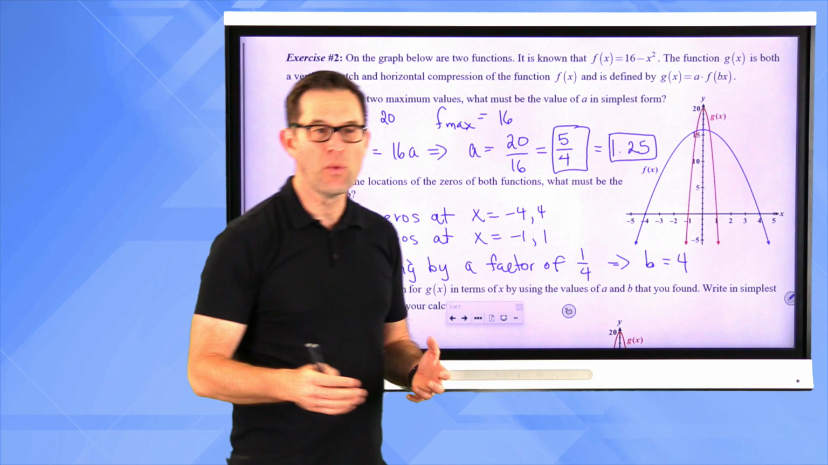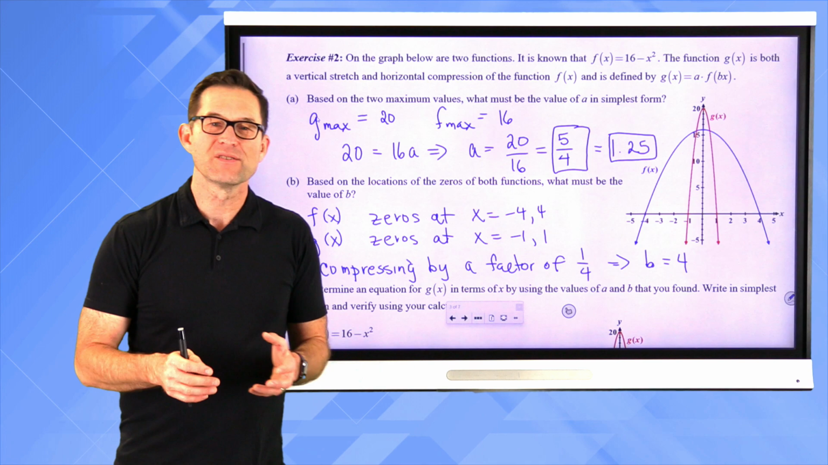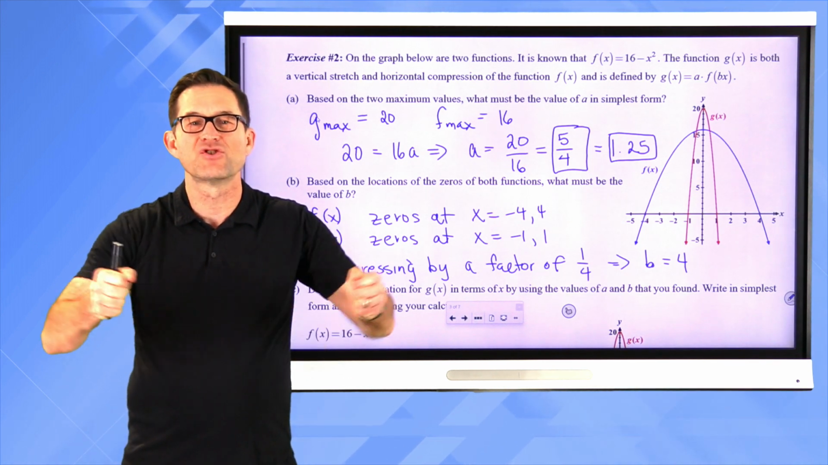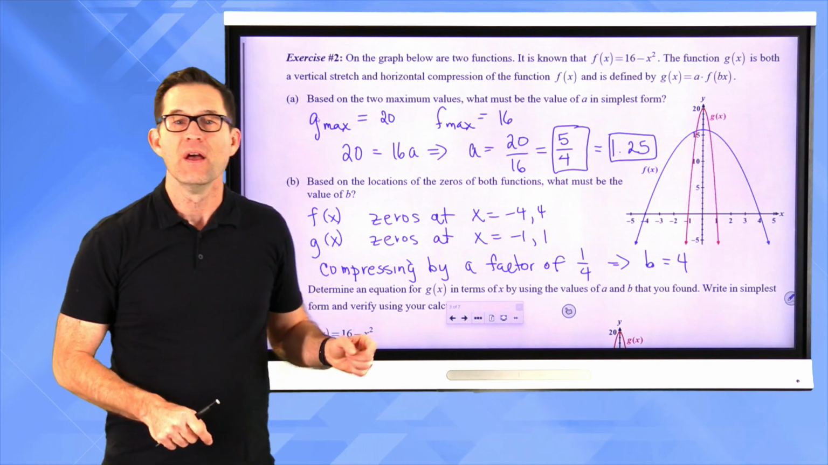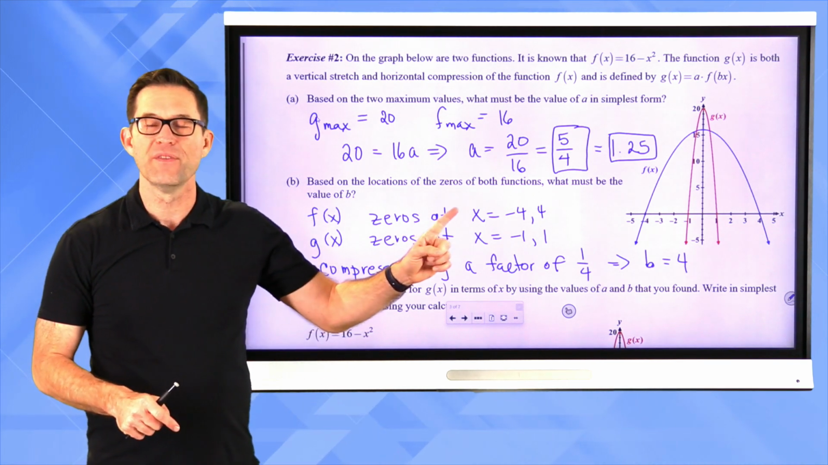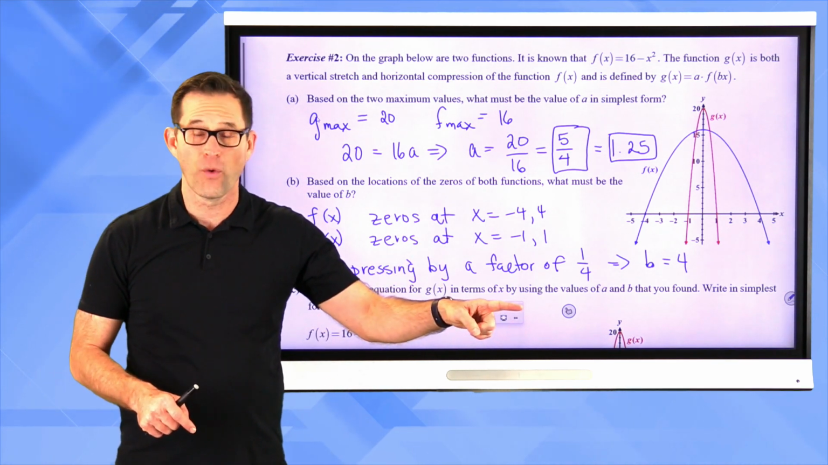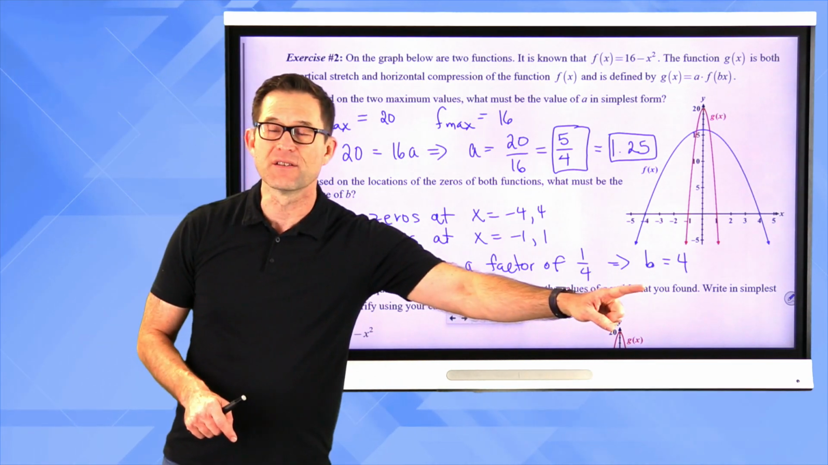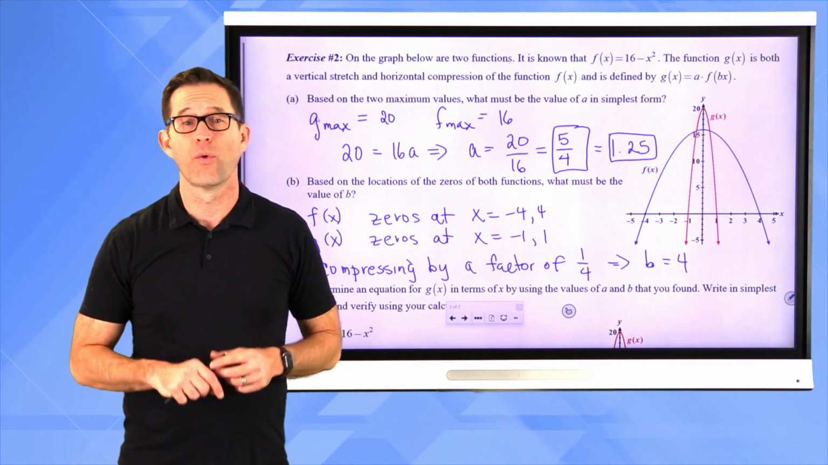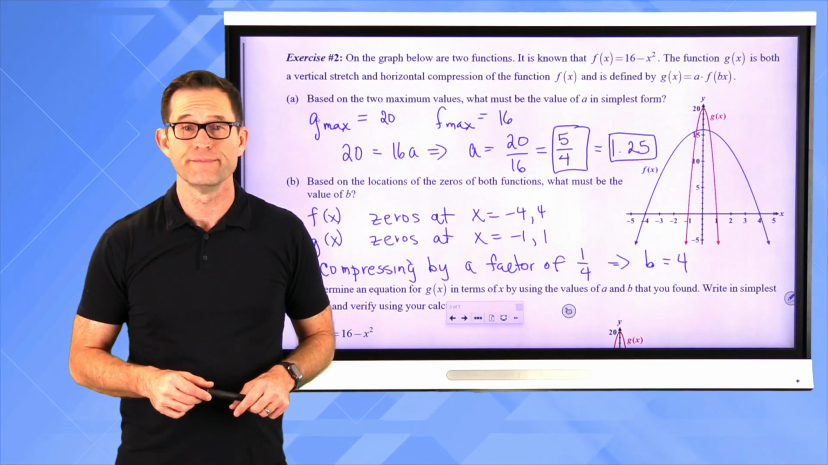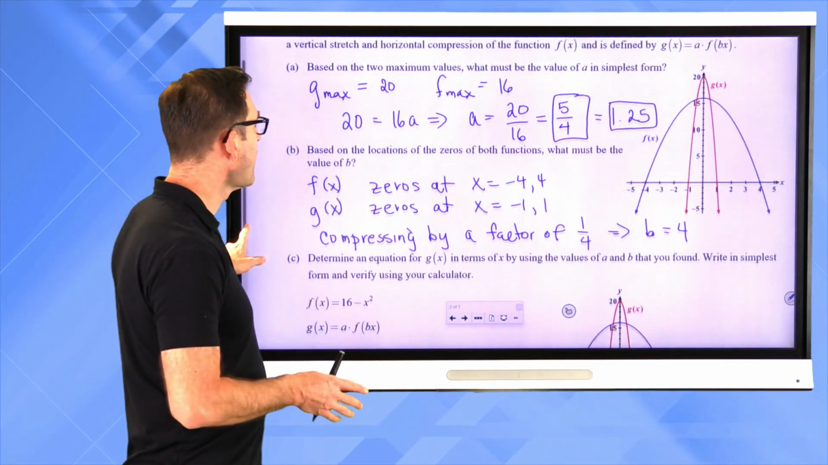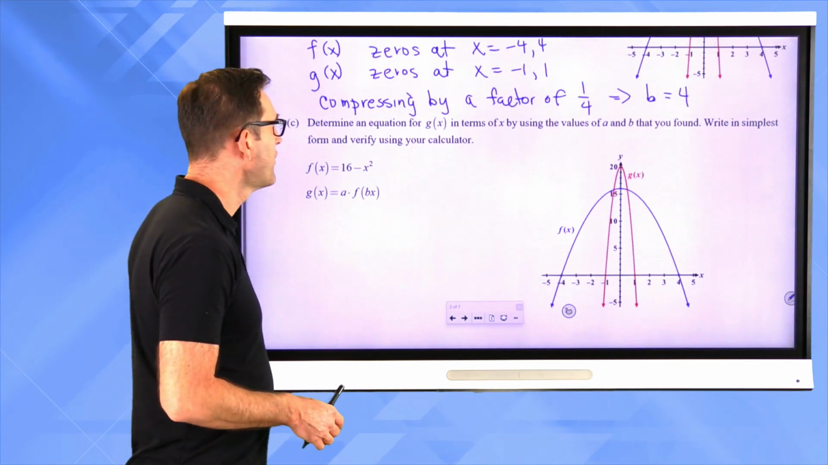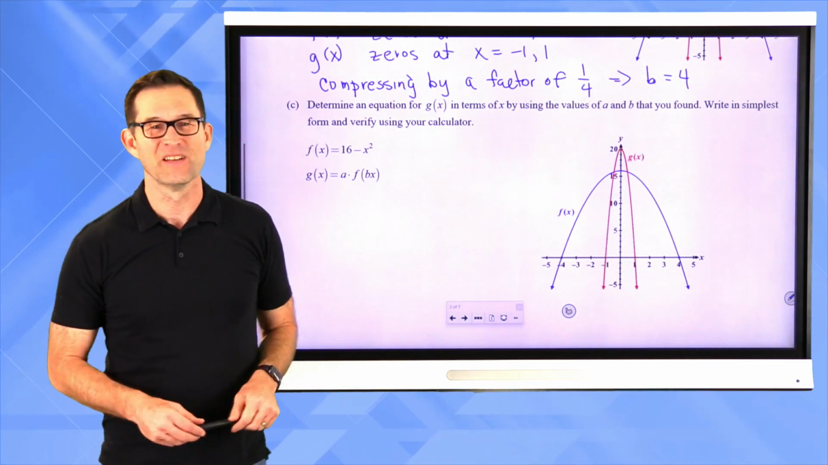Seems like b should be 1/4, right? But if b is 1/4, then we'd in fact be stretching the graph of f of x out by a factor of 4. Since we're compressing all of these zeros by a factor of 1/4, then that leads us to b being the reciprocal of 1/4, which is just equal to 4. All right, so we know a and b, right? A is 5/4 or 1.25. B is a nicer number, it's equal to 4.